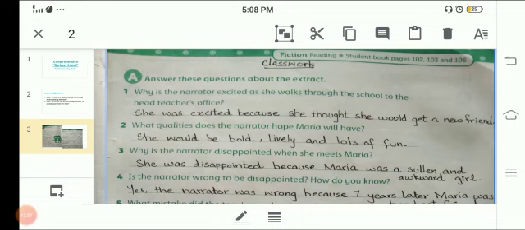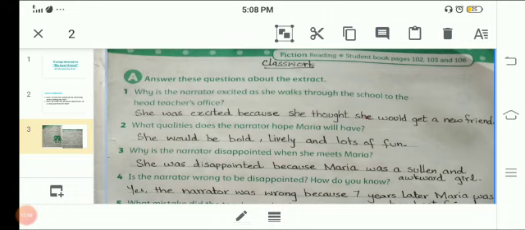Okay, let's have a look at part A. What is part A? Answer these questions about the extract. Number 1, why is the narrator excited as she walks through the school to the head teacher's office? Okay, students, yeah, the question is very clear.